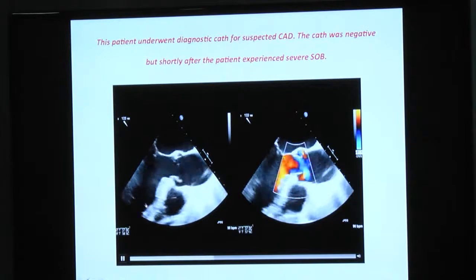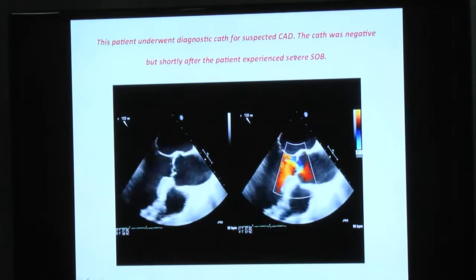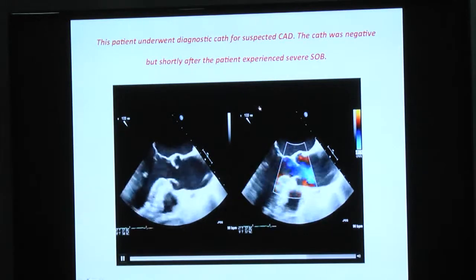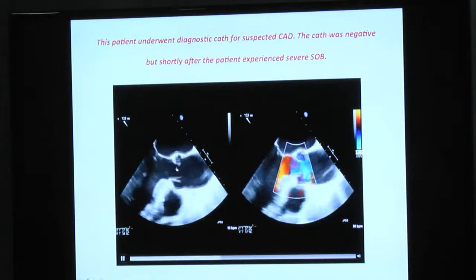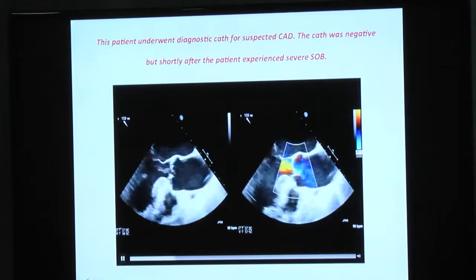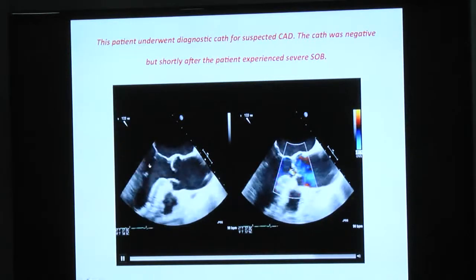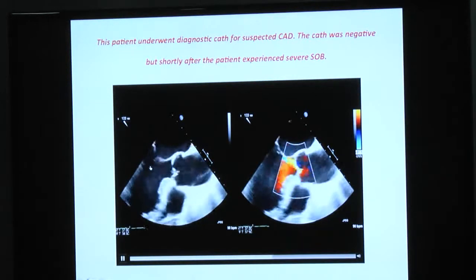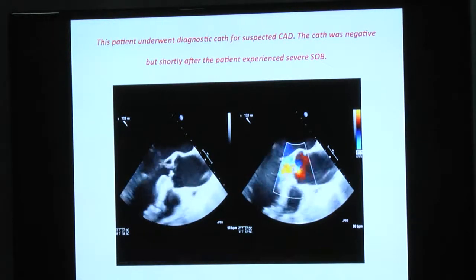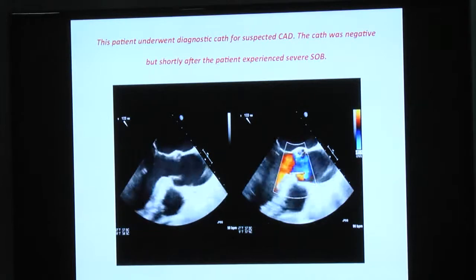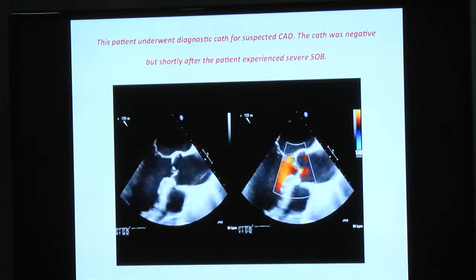And this is another case wherein the patient underwent a diagnostic cath for suspected coronary artery disease. The cath was negative, but shortly after, the patient developed a shortness of breath. If you can see, in the region of the left coronary cusp, some fragment has been torn. That was the reason for this AR. So even coronary cath interventions can sometimes lead to aortic valve problems, and traumatic injuries are being more common. Not very common, but still, you should suspect it after a cath when they come with symptomatic signs.